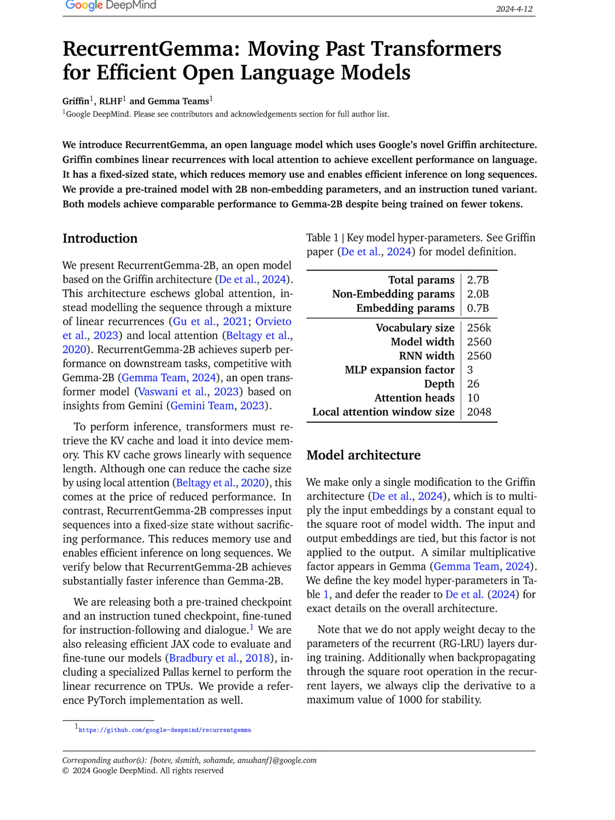Furthermore, RecurrentGemma2b's specialized Pallas kernel for TPUs enhances its performance during linear recurrence operations, contributing to its overall efficiency in processing tasks. Overall, the combination of faster inference speeds, reduced memory usage, and efficient processing on long sequences make RecurrentGemma 2B a practical and effective alternative to traditional transformer models like Gemma 2B.